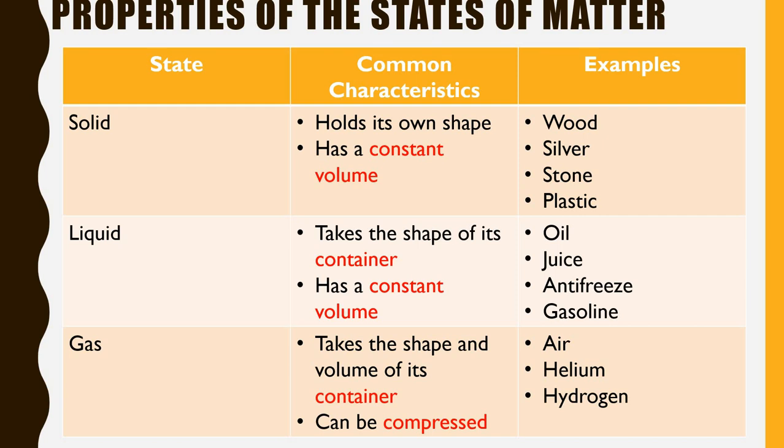Fun thing about gasoline, we just call it gas, but at room temperature it's not a gas. Gases take the shape and the volume of their container. So we're going to talk about why, but gases can be compressed. And at room temperature, we have things like the air that surrounds us, which is made up of several types of elements. We have helium, and we have hydrogen.